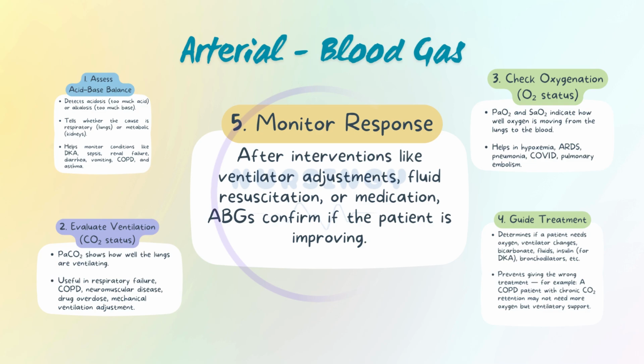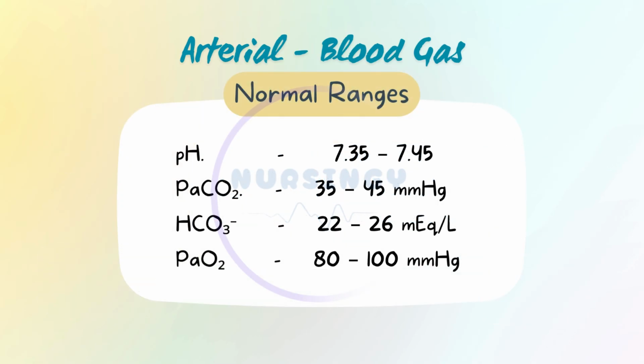So let's move to the normal range of arterial blood gas. pH is 7.35 to 7.45, PaCO₂ is 35 to 45 mmHg, HCO₃ is 22 to 26 mEq per liter, and PaO₂ is 80 to 100 mmHg.